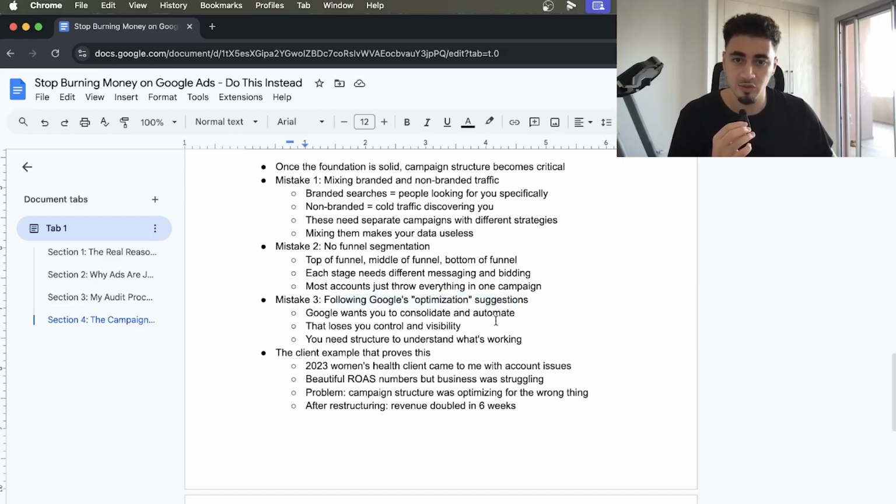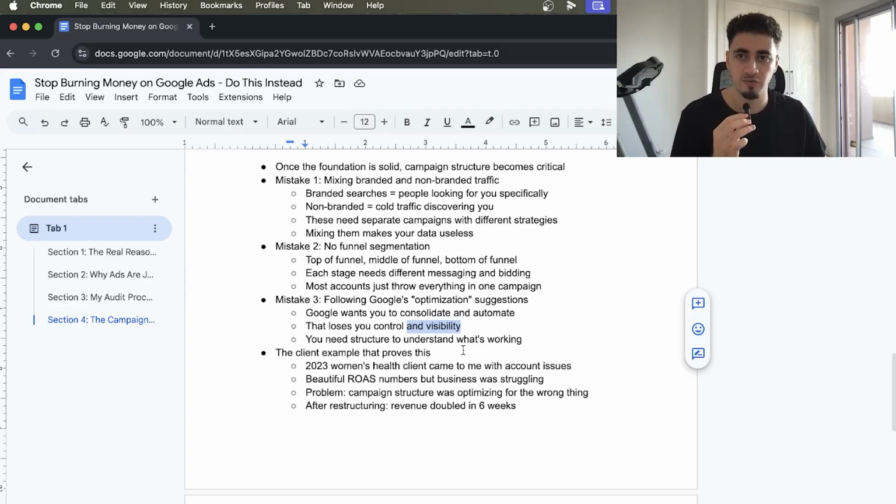So Google wants you to consolidate and automate. You really lose control and visibility. Now, don't get me wrong. There does come a stage where you do want to consolidate, especially with certain PMAX campaigns, but that's when you have a lot of data, right? You want to get to a point where you're spending a lot, but you really want to segment.